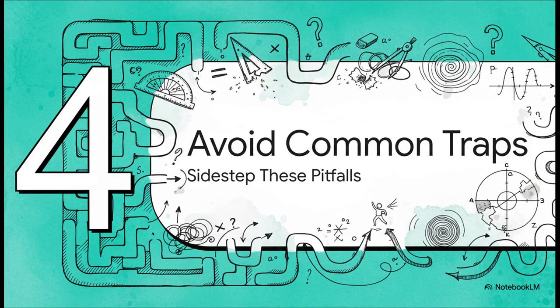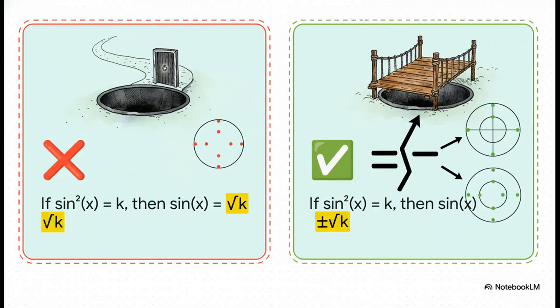Okay, so you've got the tools. Now let's talk about the traps. These are the little things that can trip up even the best students, so knowing about them ahead of time is the best way to make sure you don't fall for them. Seriously, look at this. This is probably the #1 mistake I see. It all comes down to that tiny little plus or minus symbol. When you take the square root of both sides of an equation, you have to account for both the positive and the negative root. As we saw a minute ago, if you forget that symbol, you are guaranteed to miss half of your solutions. Don't let that happen to you.